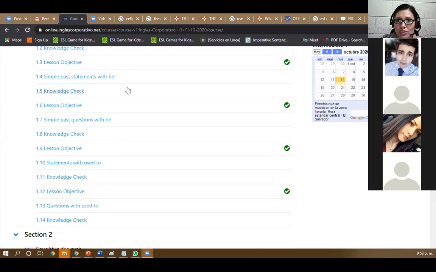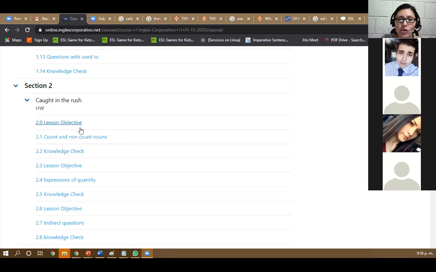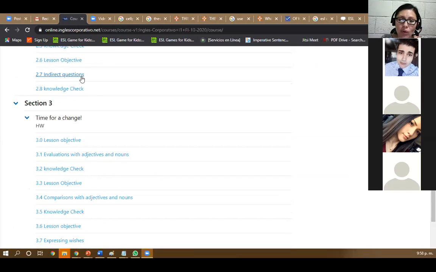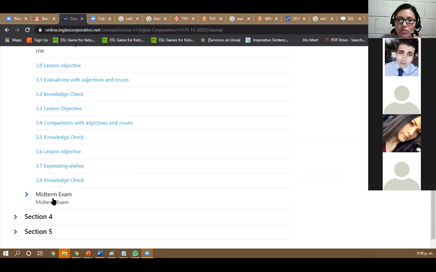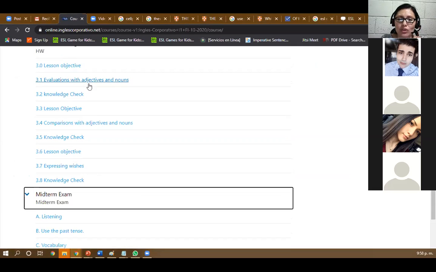We have reviewed simple past with verbs, simple past questions with verbs, statements with used to, right? Also questions with used to. And tomorrow we're going to be working with countable and uncountable nouns, also expressions of quantity, right? And indirect questions. Now, section number 3 includes the midterm exam already. Okay, there you have the midterm exam. But for this particular section, which is number 3, we're going to talk a little bit about adjectives and nouns, comparisons with adjectives and nouns, right?